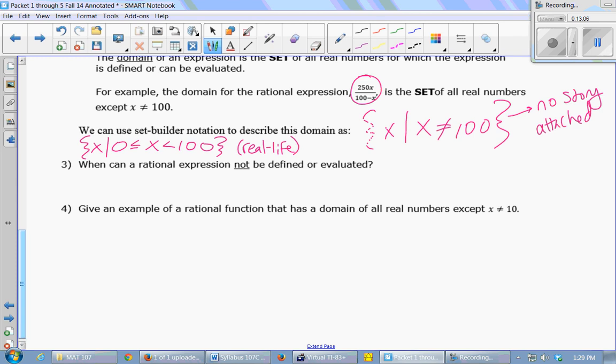All right, so think about rational expressions and the one we just worked with as an example. When can a rational expression not be defined or evaluated? What would make a rational expression undefined? 0 in the denominator.